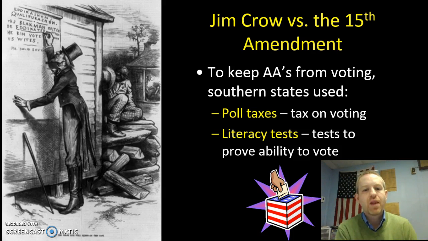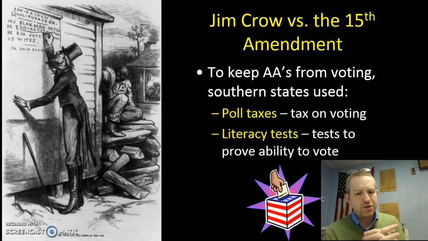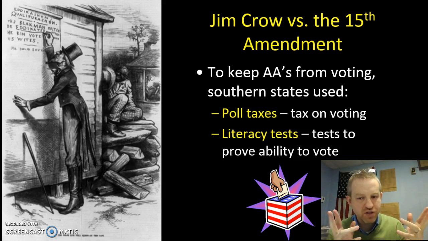Okay, so basically when they put this poll tax on to tax people before they can vote, it does prohibit a number of African Americans from voting. It makes them unable to do it. On top of that, the South very often would have something called literacy tests. In other words, you have to prove that you're intelligent enough to vote.